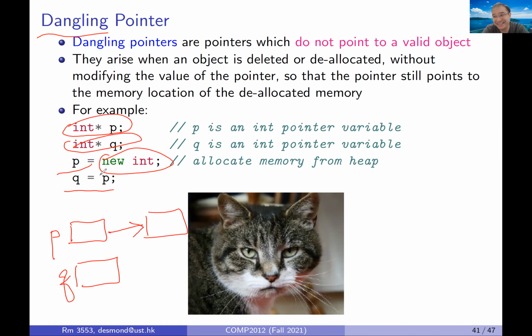Q equals p. That means p stores the address of this poor guy. This is the address of the poor guy. Put it in q as well. That means I also know your address. So now p and q are both pointing at the poor guy. So what? Next page.